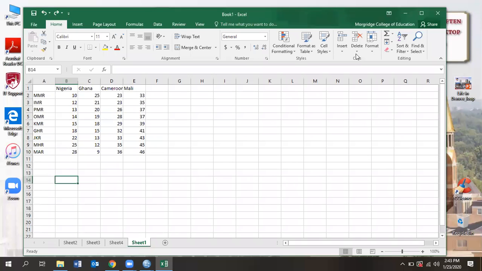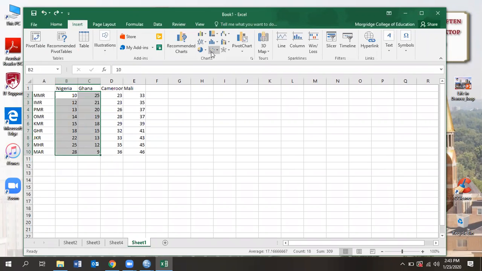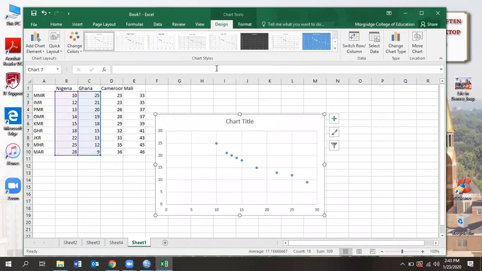Okay, so we're going to do a correlation, or let's try to check the association between these two countries, Nigeria and Ghana. The first thing you want to do is visualize your data. You want to see your data. So you would select, of course, Nigeria and Ghana, and then you go to Insert, Scatter. So when you have this, you see there's a negative correlation between Nigeria and Ghana.